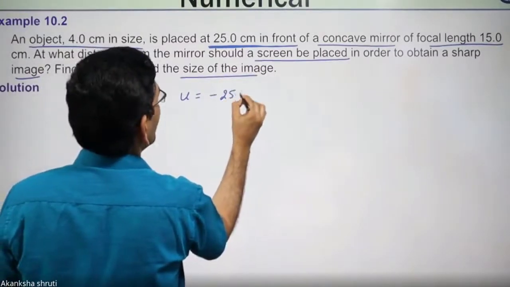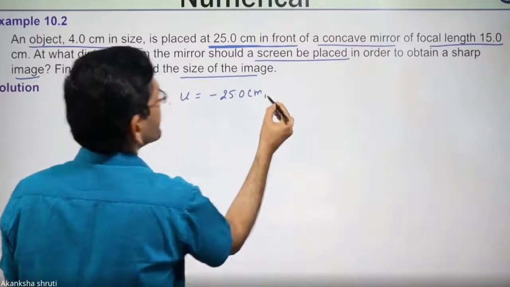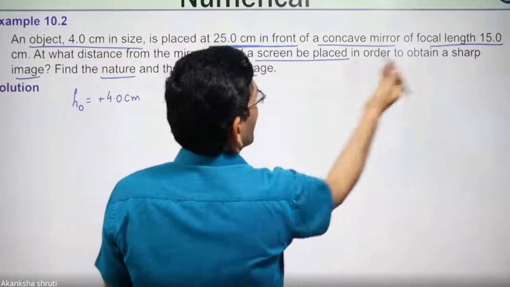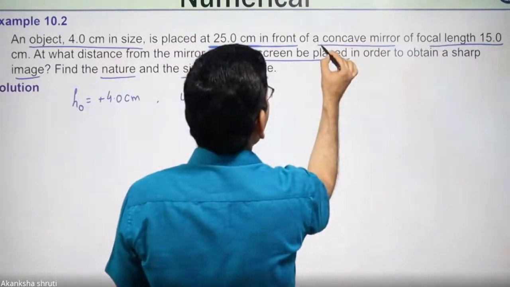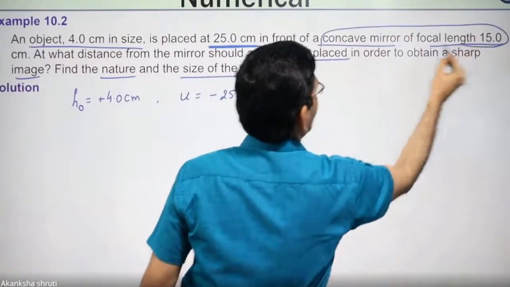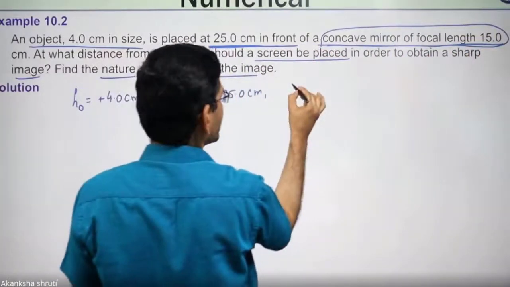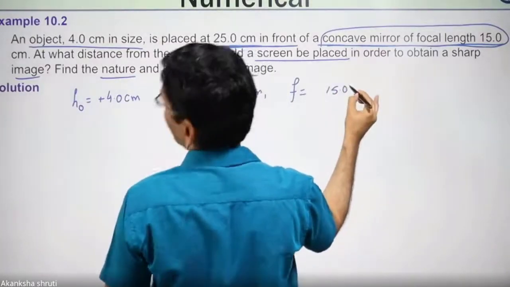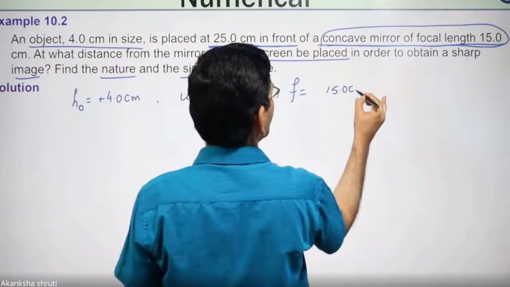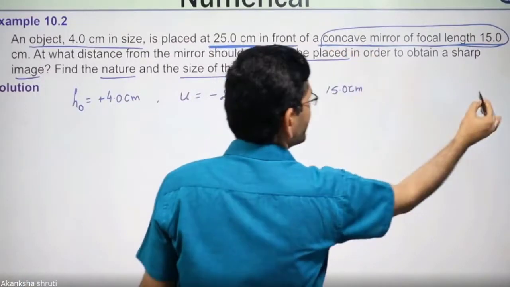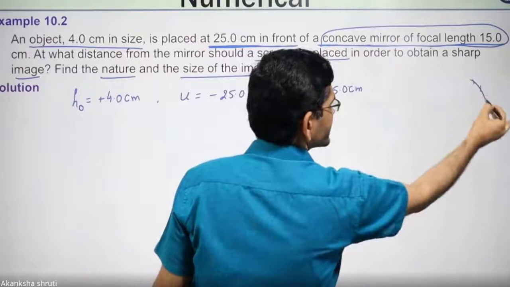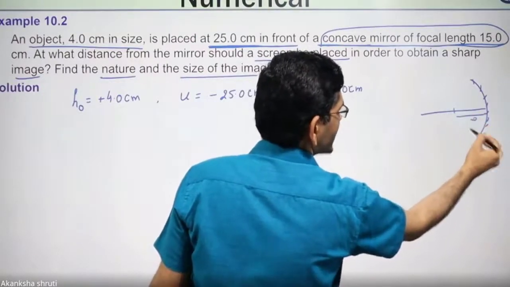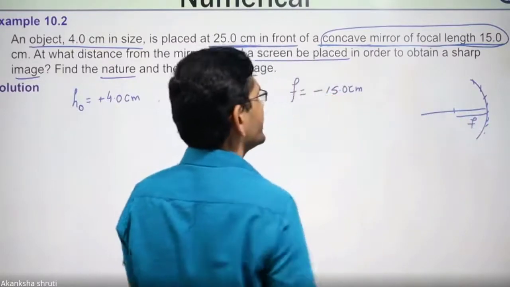So it will be 25.0 centimeter in front of the concave mirror of focal length 15.0 centimeter. This concave mirror has significance in deciding the sign of the focal length. But the sign, since it is concave, means the mirror is C-shaped, the focal length is on the left hand side, so it must be negative.